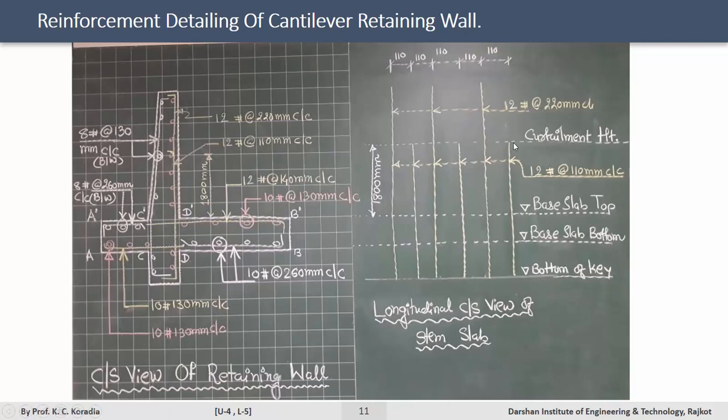Here half of the reinforcement gets curtailed and half of the reinforcement is continued beyond this curtailment point. Therefore, the spacing above will be twice that of the spacing below the curtailment point. Therefore, the spacing of our main tensile reinforcement above, which is of diameter 12 mm, is a center to center spacing of 220 mm. I hope this gives a clear understanding of reinforcement placement in a cantilever retaining wall.